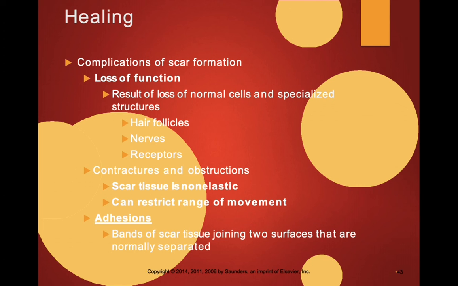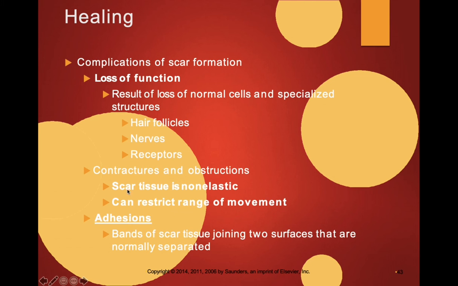So loss of function, these are what ends up happening if you have a complication from scar formation. Sometimes things can overheal, and then you start to get these adhesions, which are bands of scar tissue that join the two adjacent surfaces together that should typically be separated. Loss of function results from the loss of normal cells and the specialized structure. Maybe you won't see the hair follicles come back, the receptors may be gone, nerve endings may be destroyed. So you'll have loss of function from that.